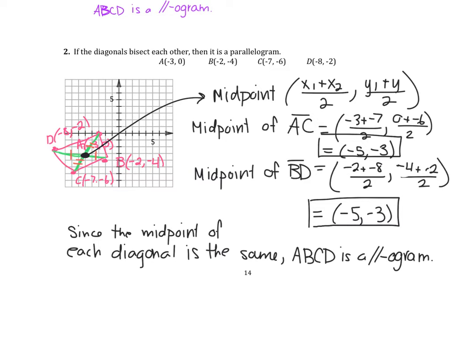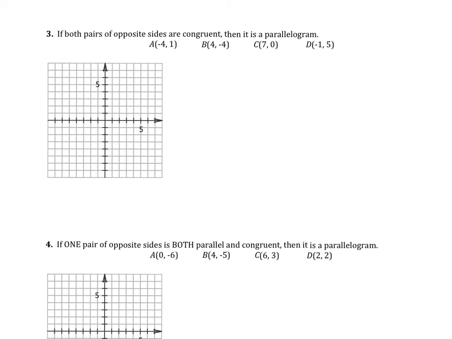So don't do it. Actually, I should say do it if you're asked to do it, but otherwise don't. If it's an open-ended question where you could do it using any method that you want, this one is going to be a waste of time. Okay, number 3 says, if both pairs of opposite sides are congruent, then it is a parallelogram.